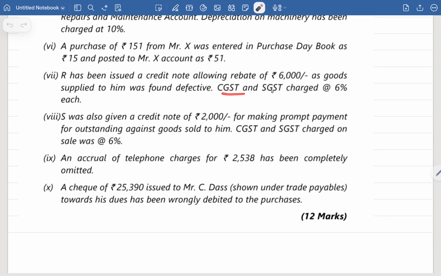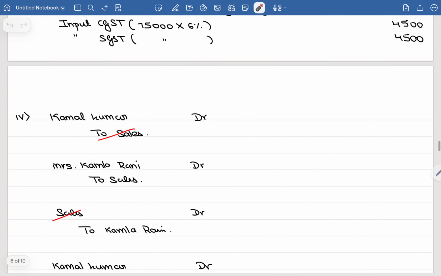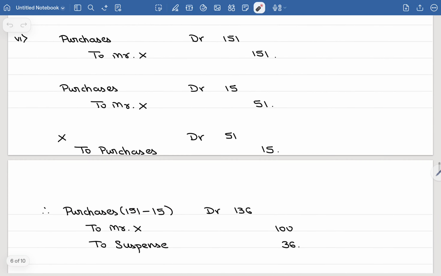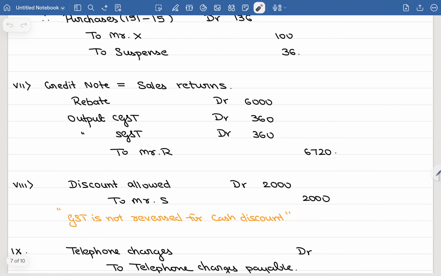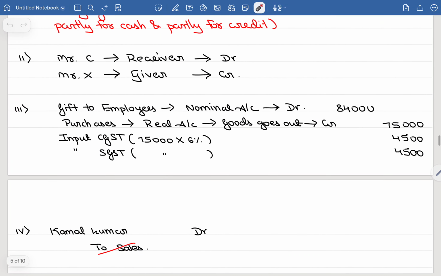In that case, CGST, SGST rate is 6% each. So what will be the journal entry for sales returns? Rebate, because he is not returning the goods, they are defective goods. So rebate account debit 6,000, output CGST and output SGST debit. We have to reverse the output CGST and SGST also to R account. It is same as your sales returns. So sales returns account debit, instead of that, I will write it as rebate account. Output CGST, output SGST to R's account. That is a simple journal entry for sales returns.